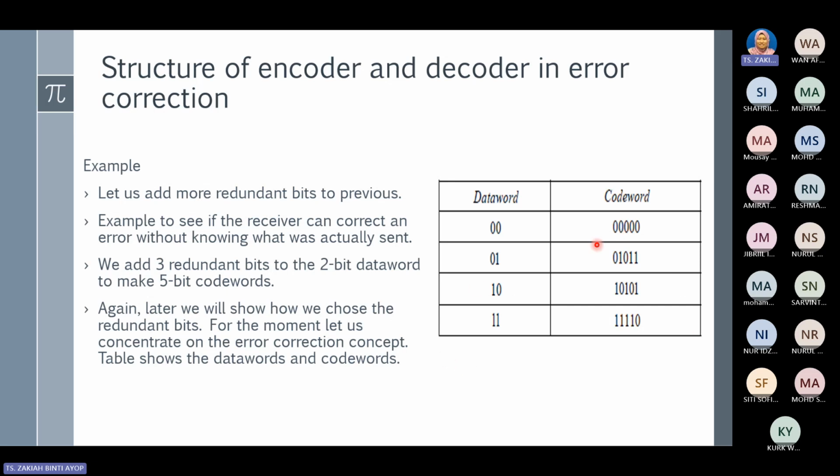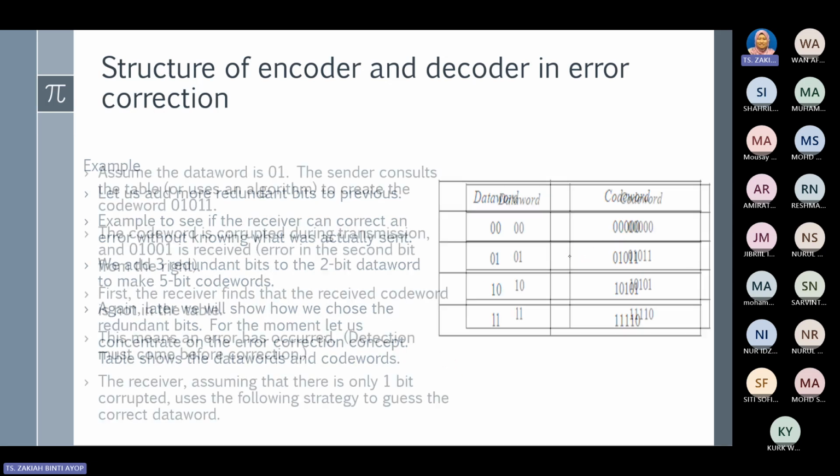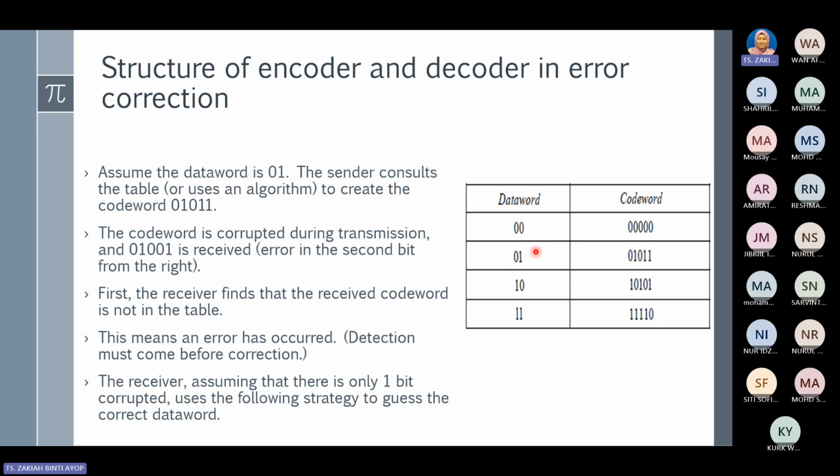So this is the table that we refer to. Assume the data word is 01. The sender consults the table to create the code word 01011. The code word is corrupted during the transmission, and what is received is 01001, which means there's an error bit on this part, the second bit from the right. This bit is 0 here, but it's supposed to be 1.